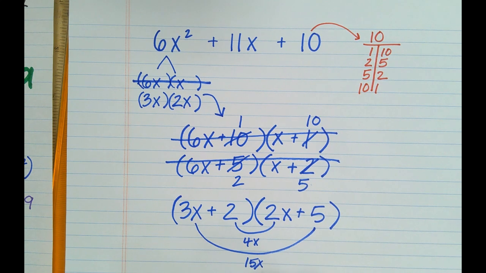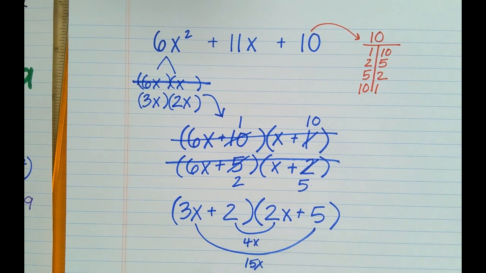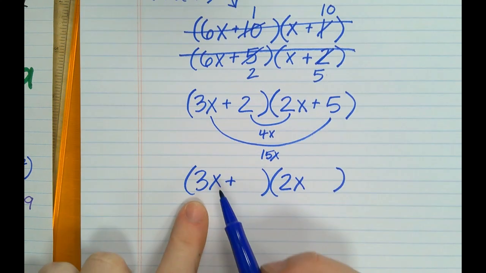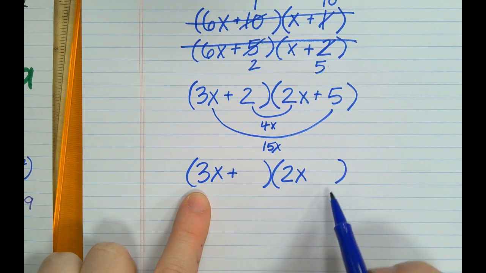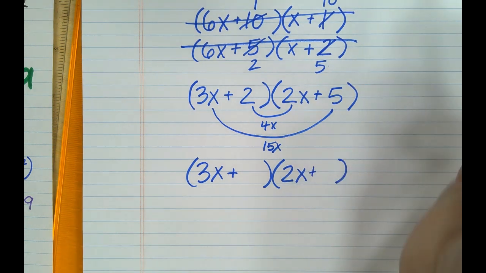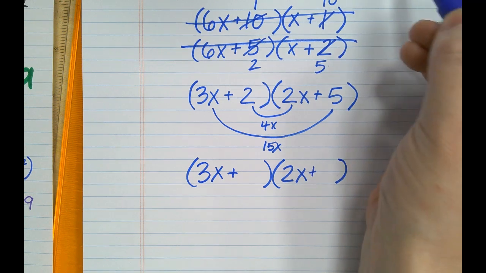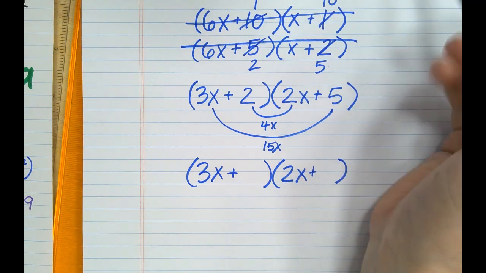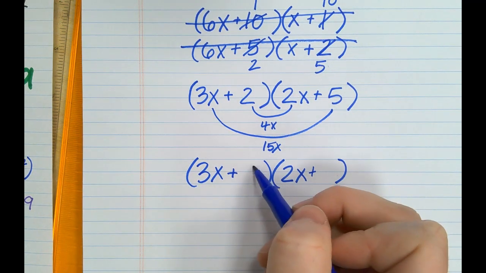Let's try 3x. Which ones do you want to try? You said 1 and 10. Well, I'm looking over here. 3x times 10, if I put 10 over here, it's already going to give me 30. So it won't be 1 and 10. It won't be 10 and 1. It won't be 2 and 5. Let's try 5 and 2.